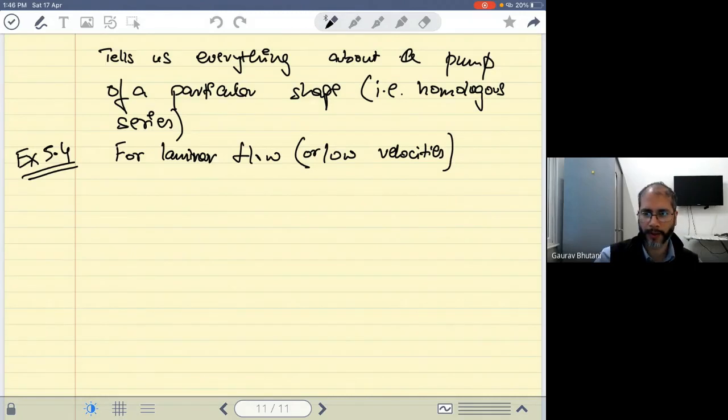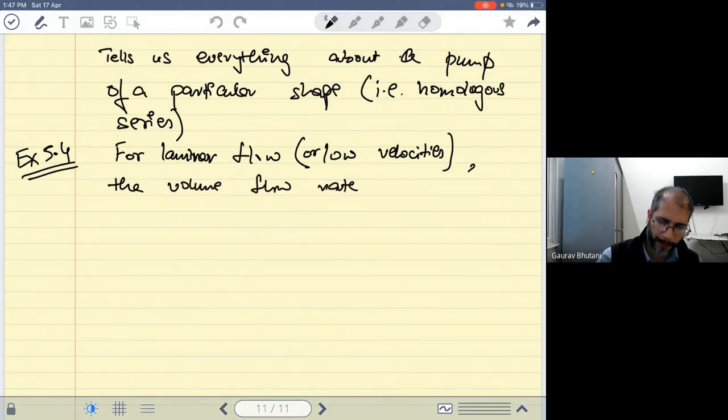Very vaguely as low velocities. So laminar flow is when the flow is such that it moves in layers. We will discuss more about it later. The flow is not turbulent. It's nice and laminar. So for these situations, what we have seen is that the volume flow rate, that is Q, through a small bore tube.